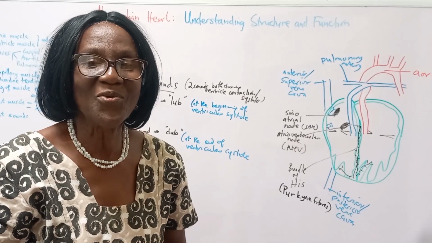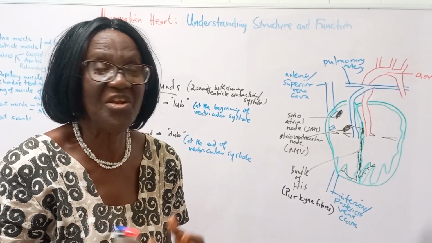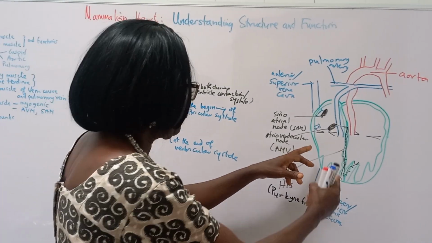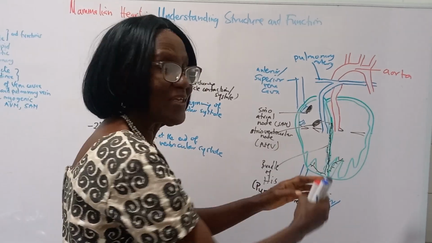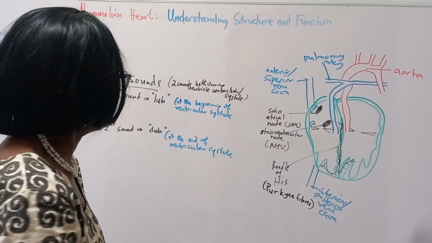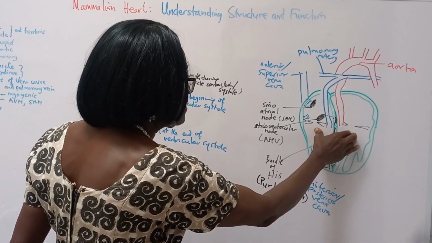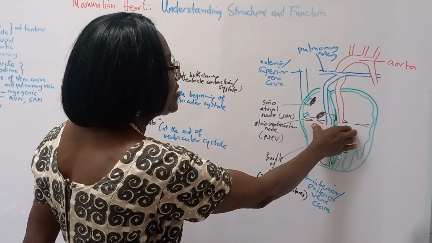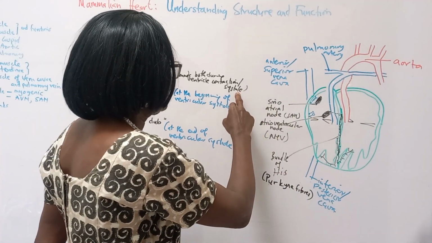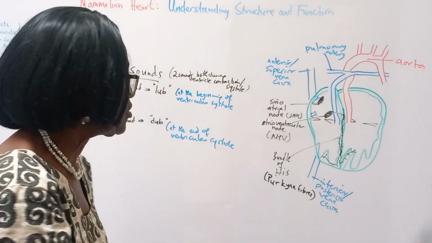Now, we want to briefly look at heart sounds, the sounds that the heart generates, which are produced because of the valves and the contractions of the ventricles. There are two sounds, and both sounds are produced when the ventricles contract. The contraction of the ventricles is also known as systole. Contraction of the heart is known as systole. Relaxation of the heart is known as diastole.